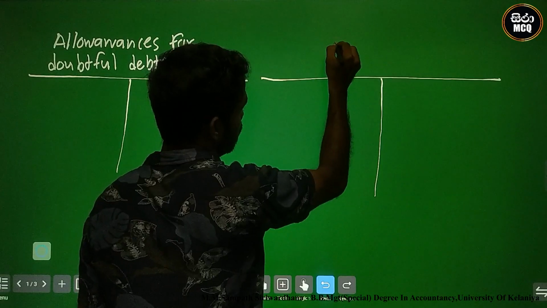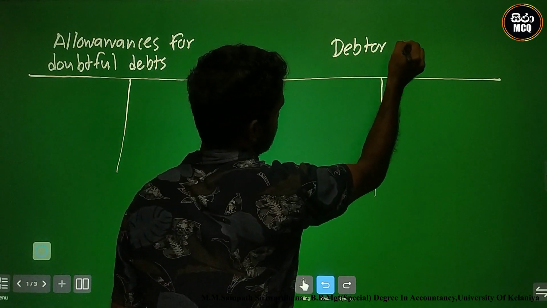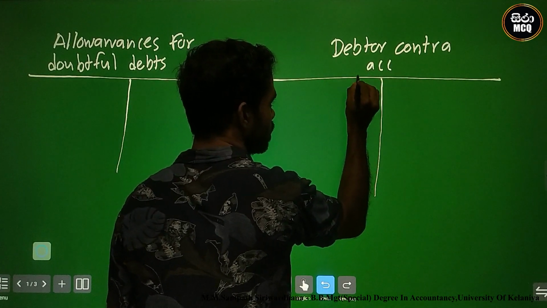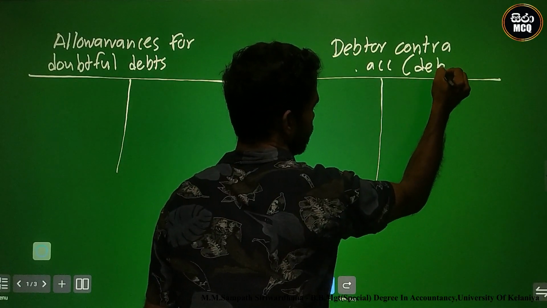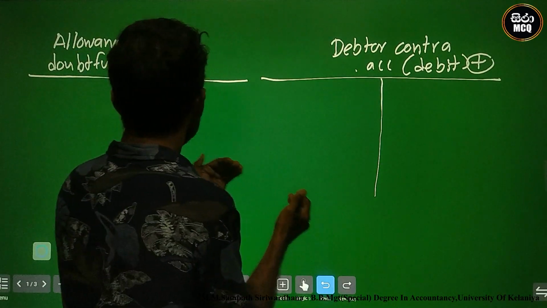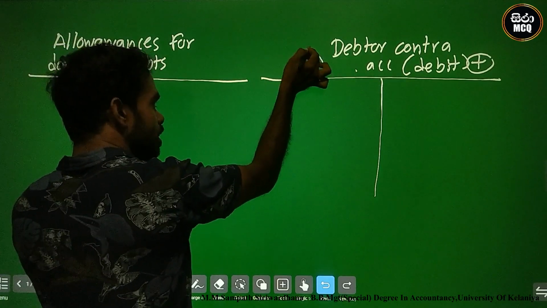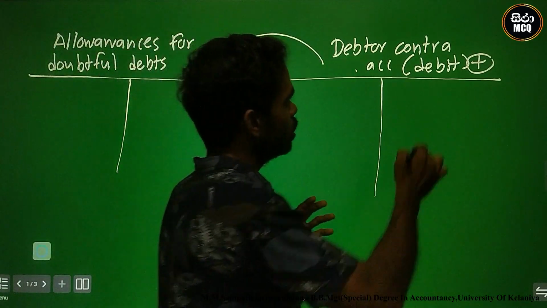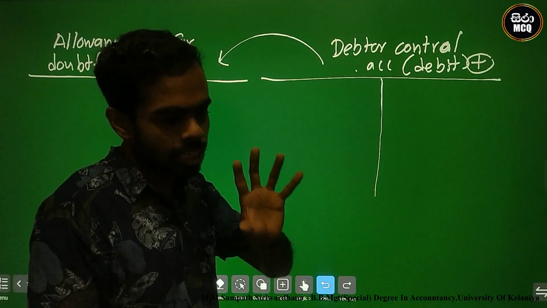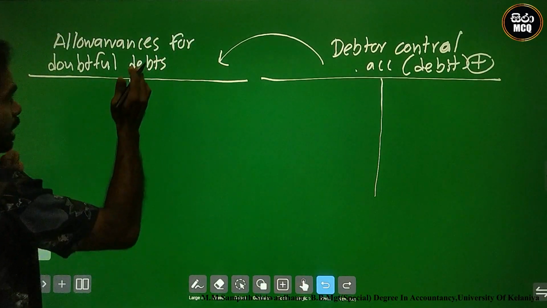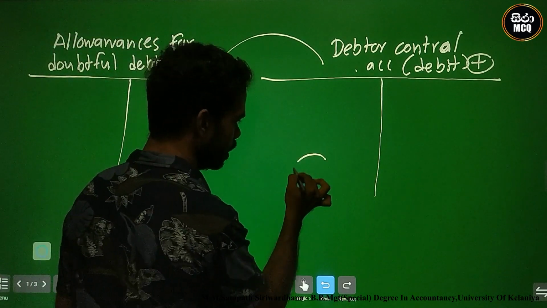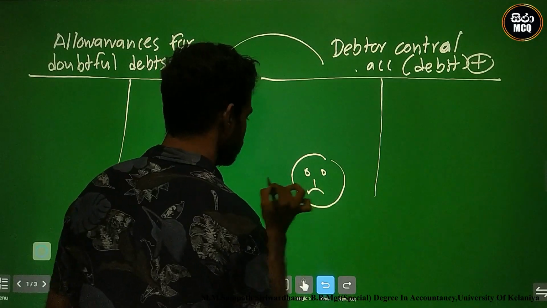This is the debtor control account. The debtor control account is a debit balance. This is the plus side, the normal debit balance. This is the minus of this account. The minus deduction of doubtful debts is a deduction from the debtor control account. This is the happy account, the debtor control.